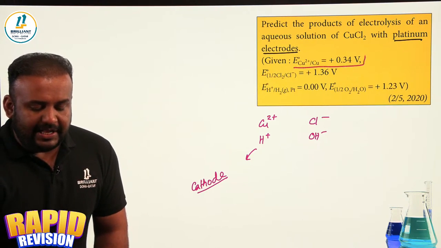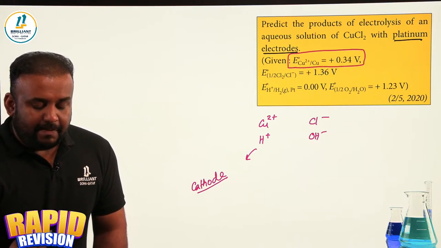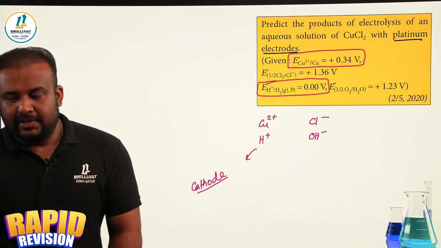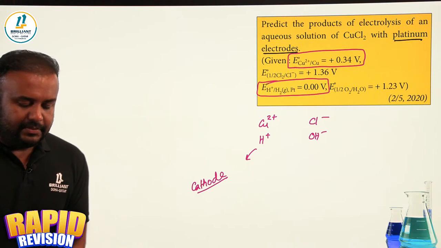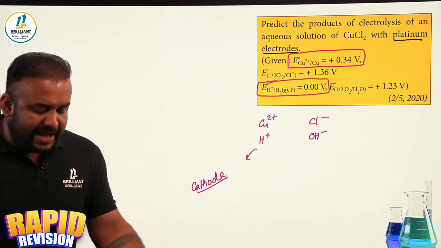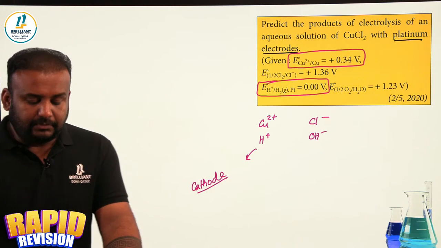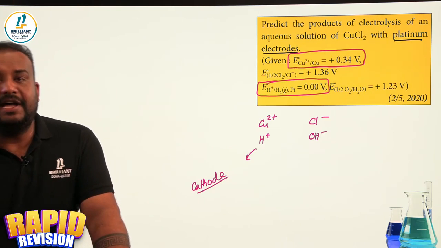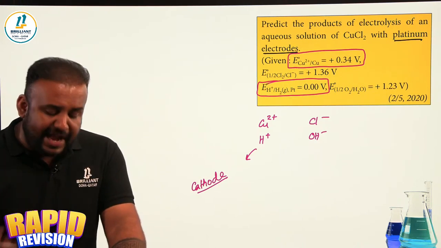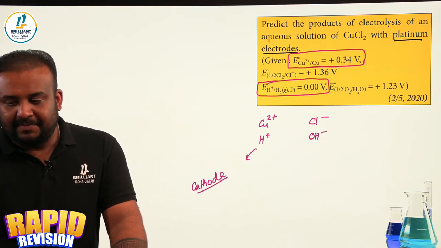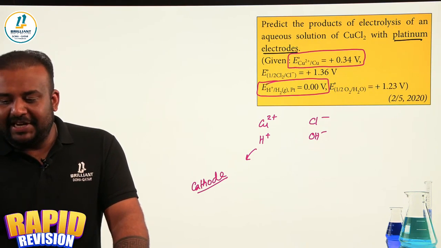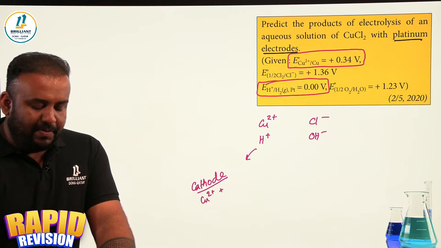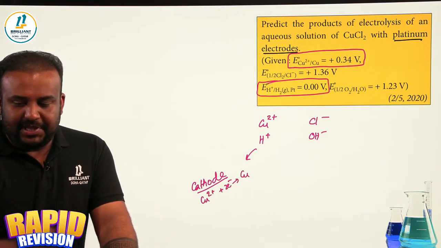You have it here. Look at this. What is the reduction potential of copper? Plus 0.34. What is the reduction potential of hydrogen? Zero. So who will deposit at the cathode? The one which has the highest reduction potential will deposit at the cathode, isn't it? So Cu2+ accepts 2 electrons to become Cu.